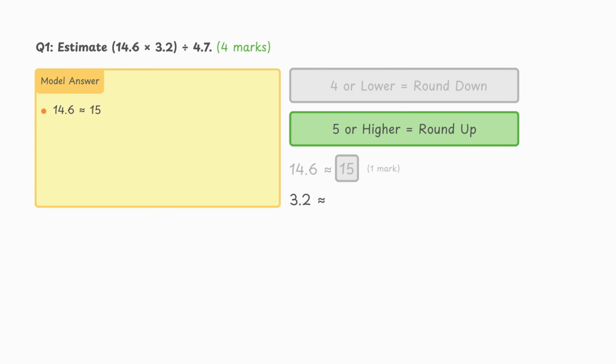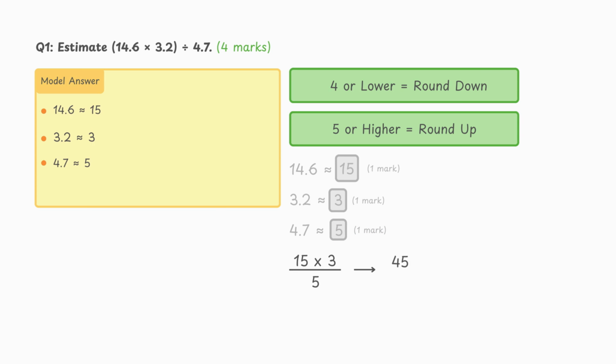The decider digit is 2, which is 4 or lower, so we round down. 3.2 rounds to 3. Now look at 4.7. The decider digit is 7, which is 5 or higher, so we round up. 4.7 rounds to 5. Now substitute the rounded values into the calculation. 15 multiplied by 3 divided by 5. 15 times 3 is 45. 45 divided by 5 is 9. So the estimated final answer is 9.